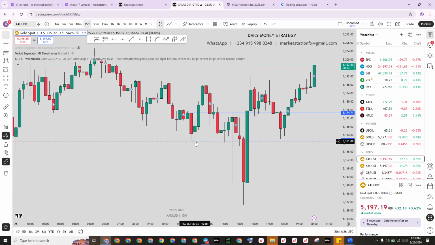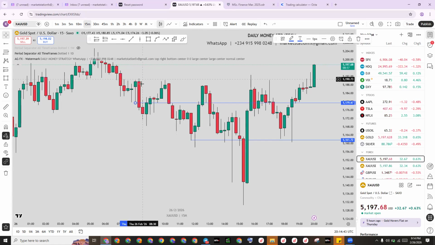Now, I'm trying to look for something. Look at this place. Look at this low here. Don't look at the high, because you may be seeing a CRT there. Can you see this? This candle closed below this low, right? This is not a raid.